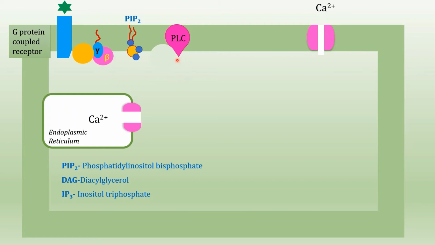Now this phospholipase C is activated, so let's see its action. Phospholipase C causes the breakdown of phosphatidylinositol bisphosphate into diacylglycerol and inositol triphosphate. What is the action of this inositol triphosphate? It goes and binds to the calcium channel. It causes exit of calcium from the interior of the endoplasmic reticulum into the cytosol.